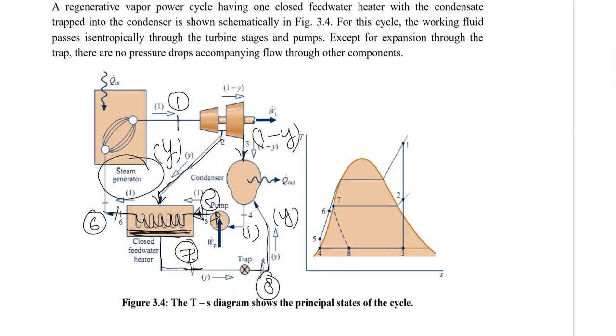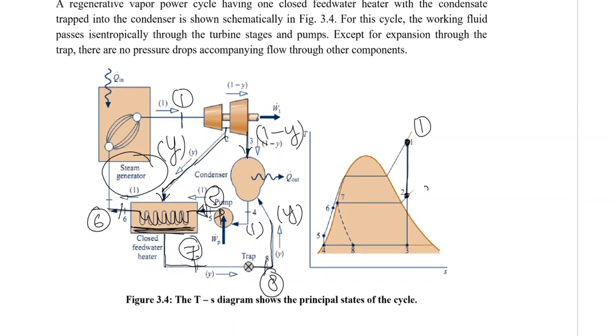Looking at the TS diagram, it will be a little easier to understand. We are expanding the steam from state number 1 to 2, the total steam over here. At state number 2, some of the steam is bled out, which is Y over here, and the rest of the steam is expanded into the second stage of the turbine, which is somewhere here. At state number 3, the steam is sent to the condenser, where it is condensed to saturated liquid at state number 4.